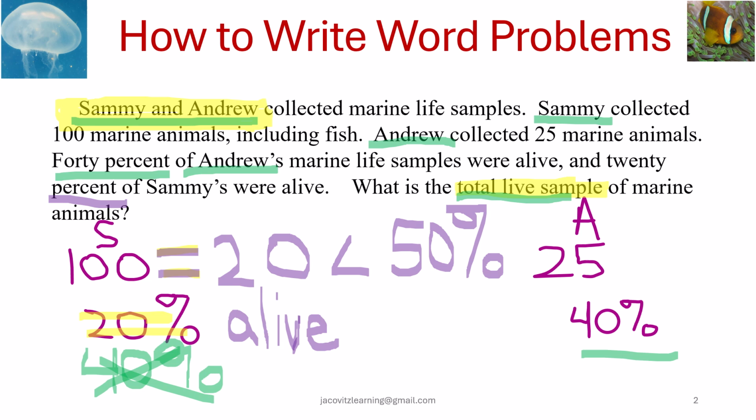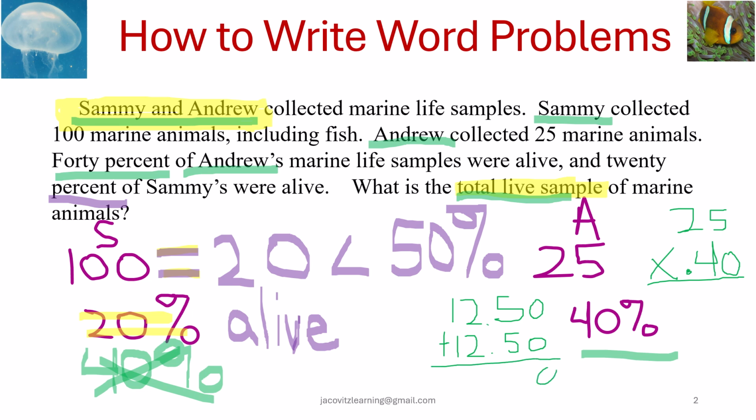And if you had 25 marine animals collected, what is 25 times 40? And I want you to think of it this way. 40% is less than 50%. So we already know it's got to be less than 12.50. 12.50 is going to give you a nice round even 25.